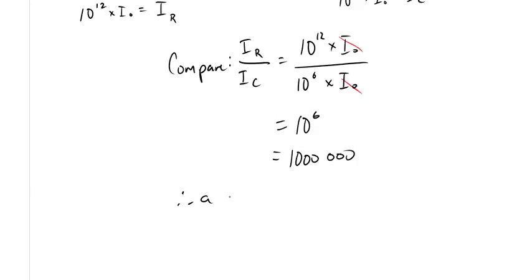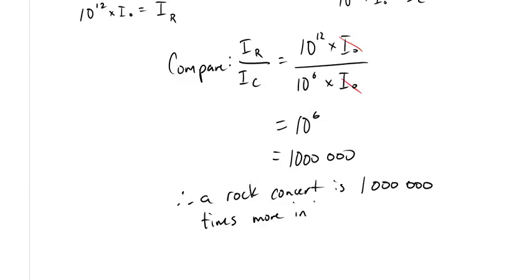Therefore, a rock concert is 1 million times more intense. The decibel scale was twice, but the intensity is actually 1 million times more. Interesting. Okay, and you can see how powerful it is.